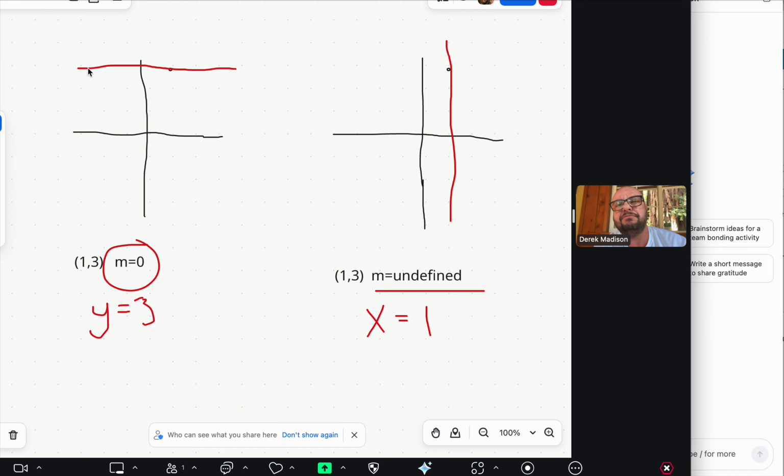And if you just think about it, if you're going for a hike and there's zero slope, that would be flat. Undefined is more of a cliff. And for horizontal, always y equals. For a vertical, always x equals.